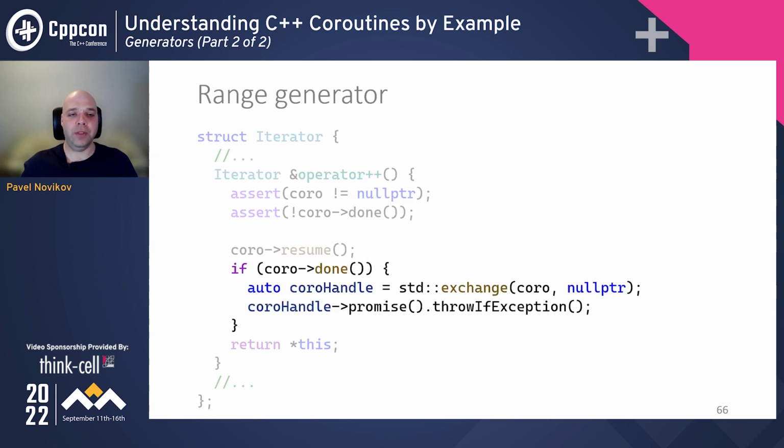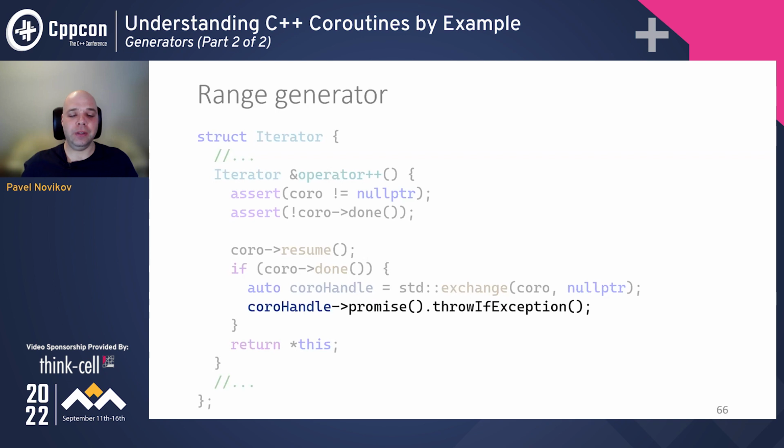Next, after the control gets back from the resumption, we check if the coroutine is done. If the coroutine is done, we set the pointer that is stored inside the iterator to null, and we save the initial value into our template intermediate variable. So at this point, after this statement, this iterator basically becomes equal to end.